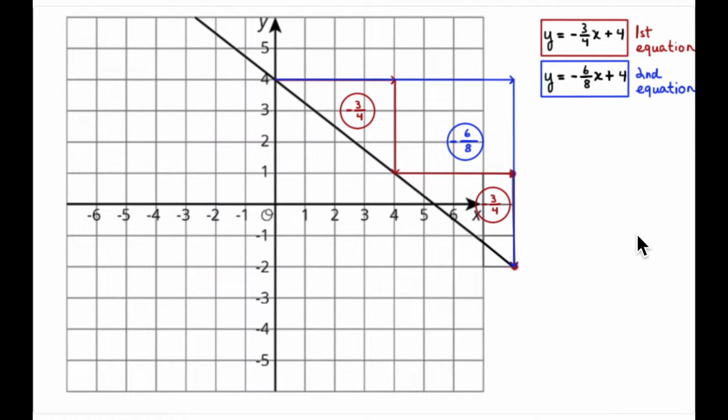I took the easy way out when I first did this problem, in that I just wrote a second equation that has the same slope, but it's just written as an equivalent fraction. So negative 3/4 is equal to negative 6/8. So these two equations are equivalent. Same y-intercept and same slope.